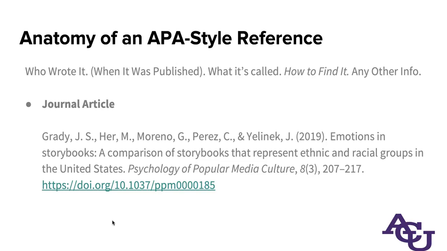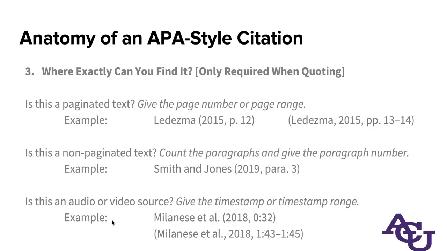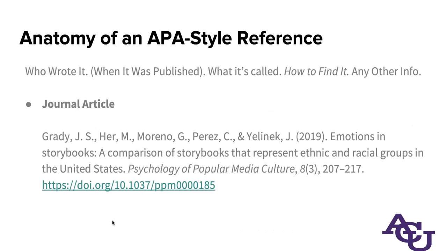Now, let's look at how these come together in a journal article. Well, for the reference that goes with it, we have more information, but the citation will be as you see here. So in this case, we have 1, 2, 3, 4, 5 authors. So if you were citing it, it would be Grady et al., 2019. But we're looking specifically at the reference here.